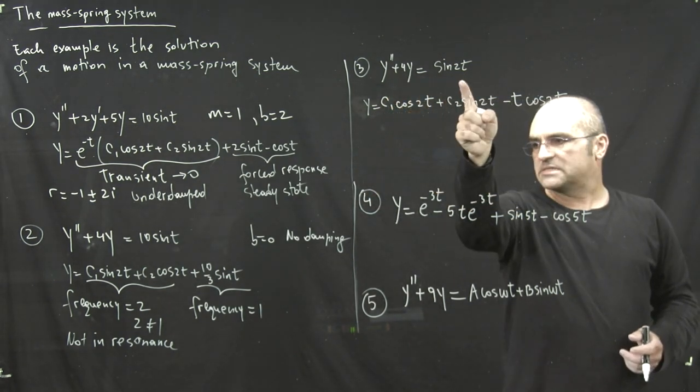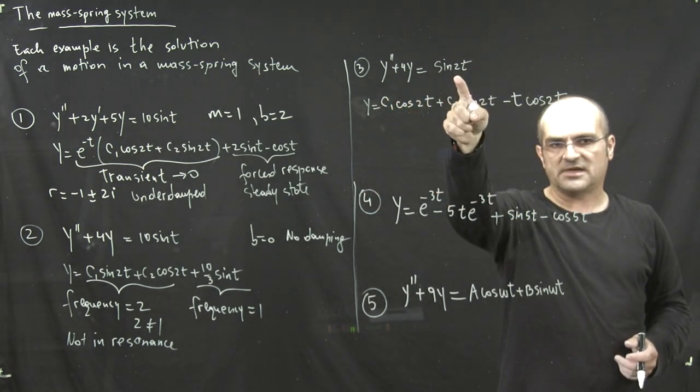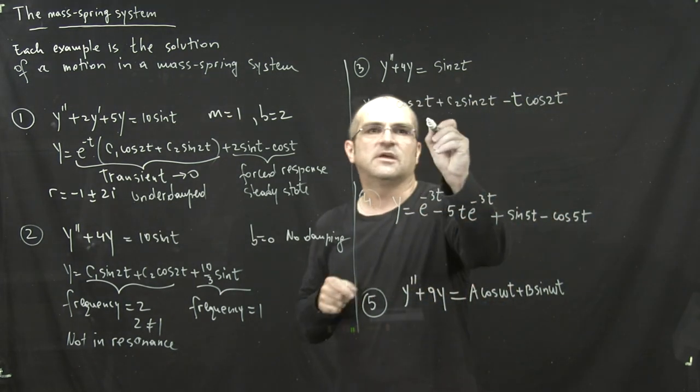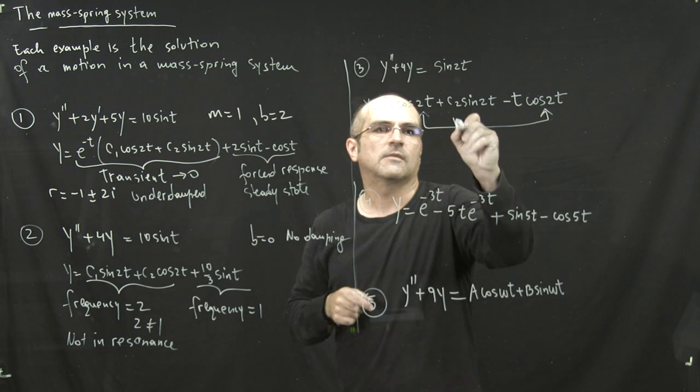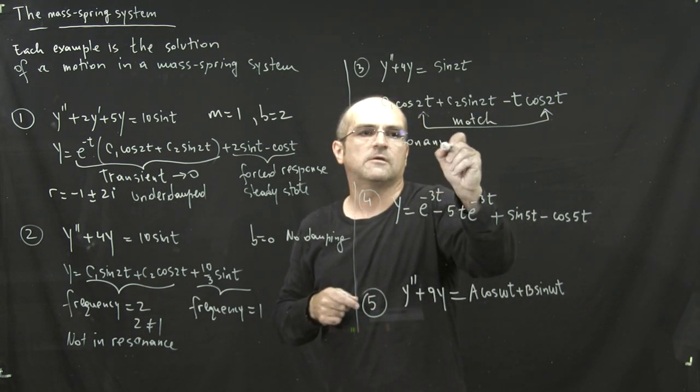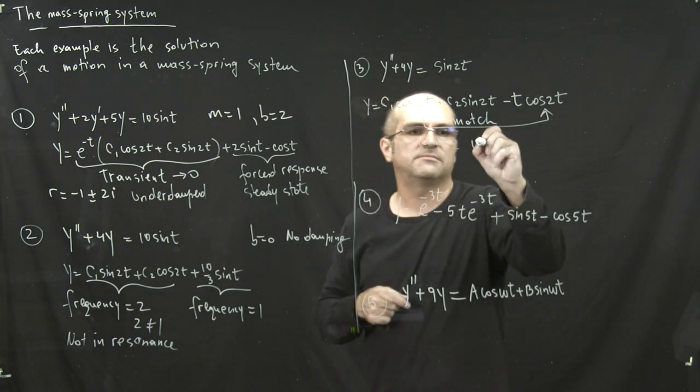Now mirror this example 2 with the example 3. All I did here, I essentially changed the frequency of the external force, which is now 2. So the frequencies match. So this system is in resonance. We have unbounded oscillations.